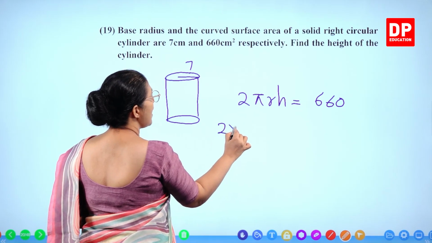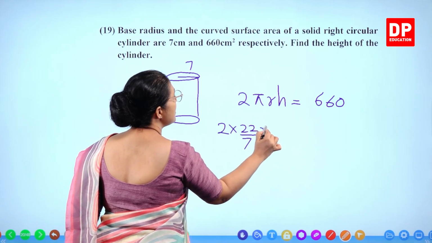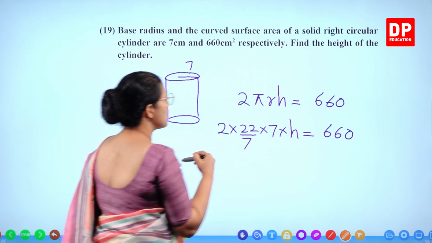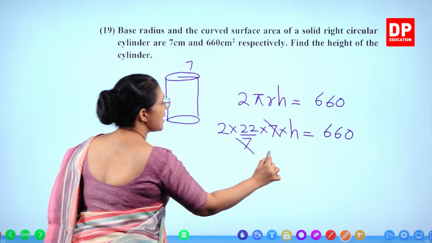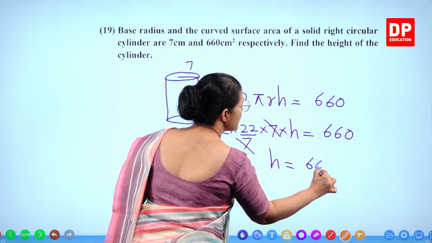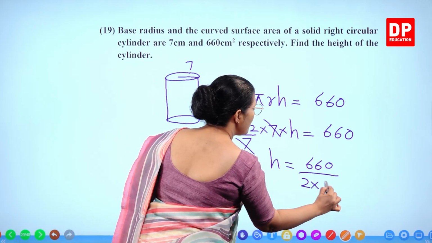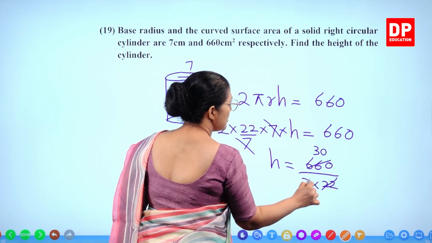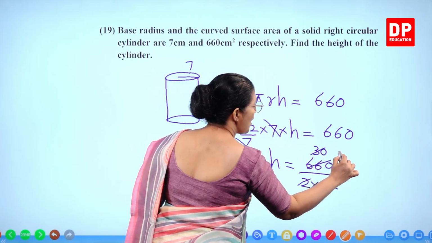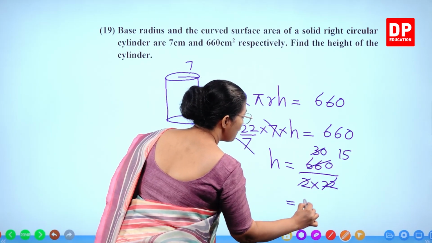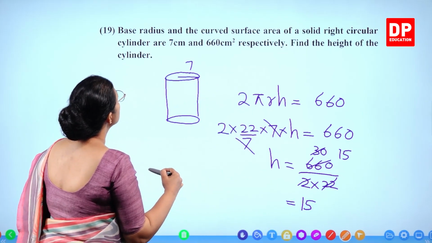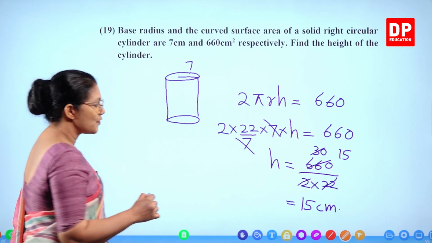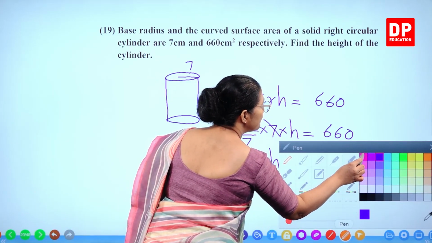We can take pi as 22 over 7, radius is 7, and we can find h using the equation. 7 and 7 get cancelled out. H becomes 660 divided by 2 and 22. Divide by 22, you get 30, divided by 2, you get 15. This is 15 centimeters as the height of the cylinder. So you get 2 marks for that.